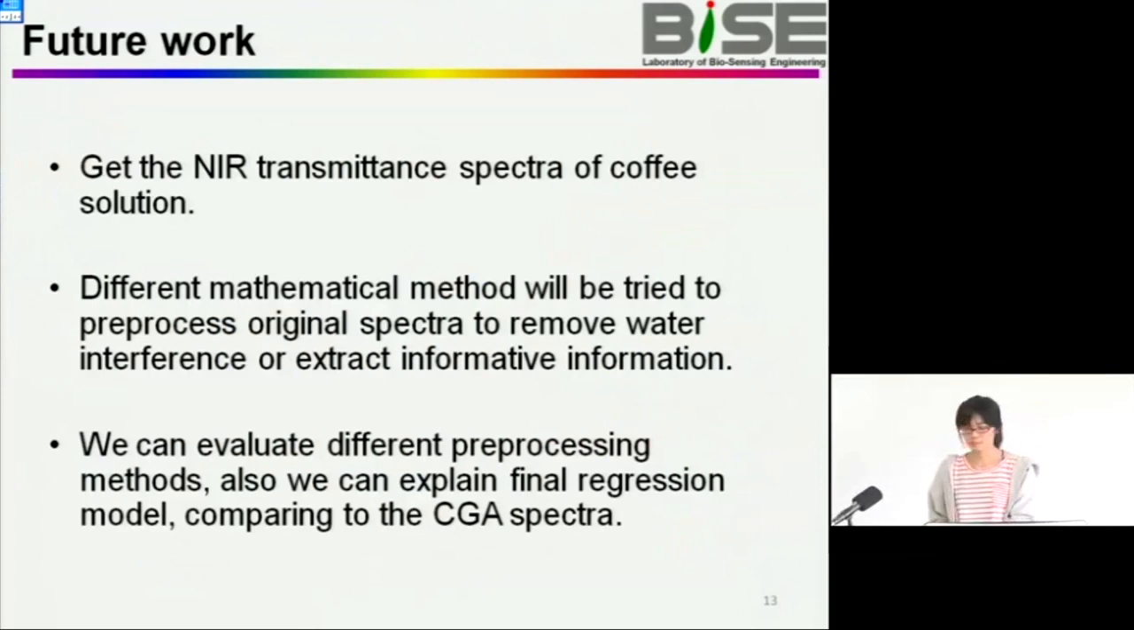For future work, I will get the NIR transmittance spectrum of the coffee solution, and different mathematical methods will be tried to pre-process the original spectrum to remove water interference or extract the informative information. And then we can evaluate the different pre-processing methods. And also we can explain the final regression model by comparing it to the CJ spectrum we just got. That's all. Thank you.